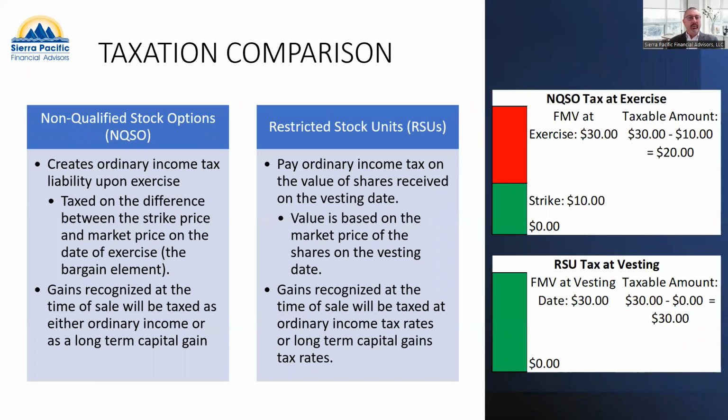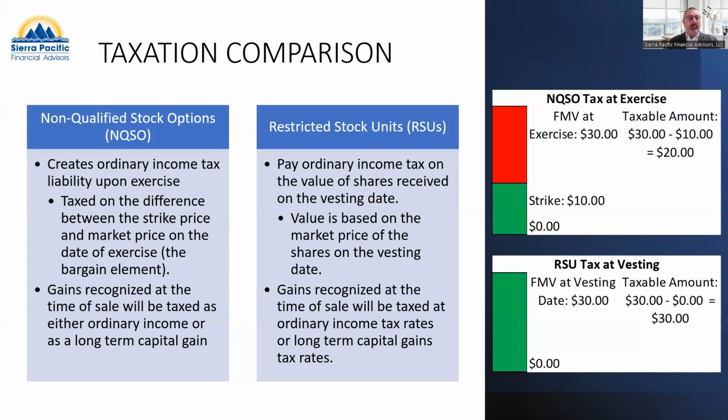Okay. So now we'll look at the taxation of these three various options. So first, non-qualified stock options. It creates ordinary income tax liability upon exercise. Now that tax is based on the difference between the strike price and the market price on the date of exercise. And we call that the bargain element.